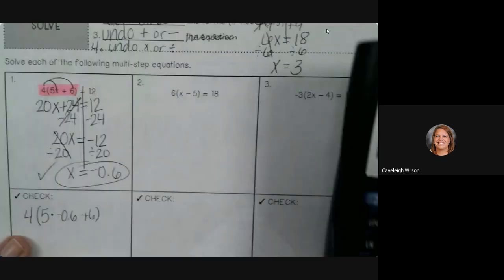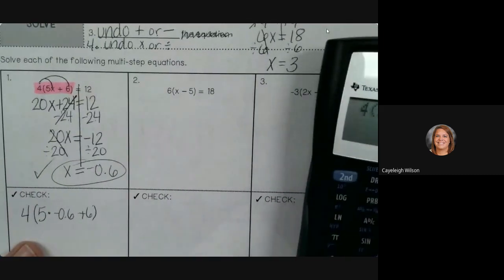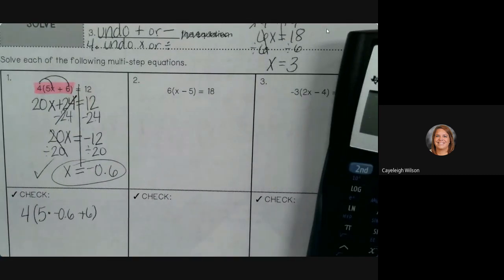All right. Do another one together here.